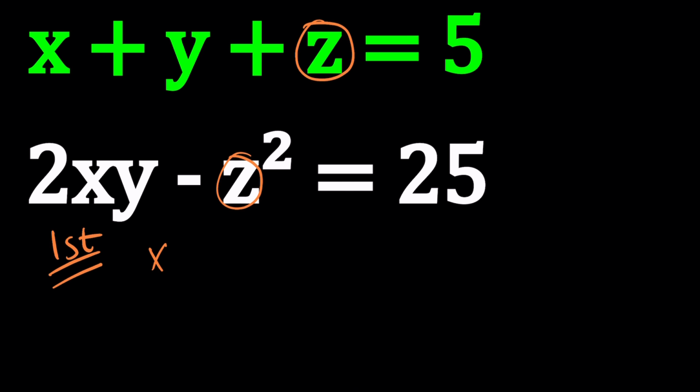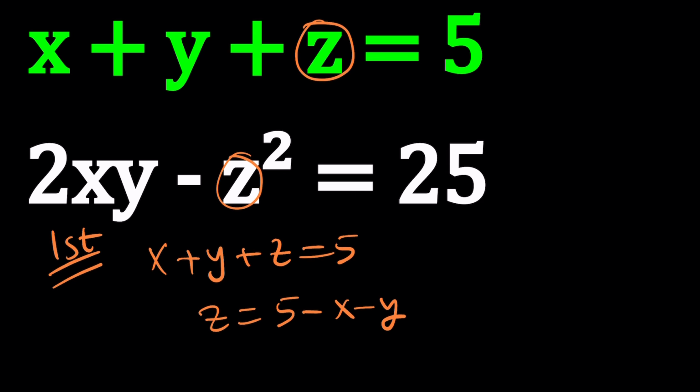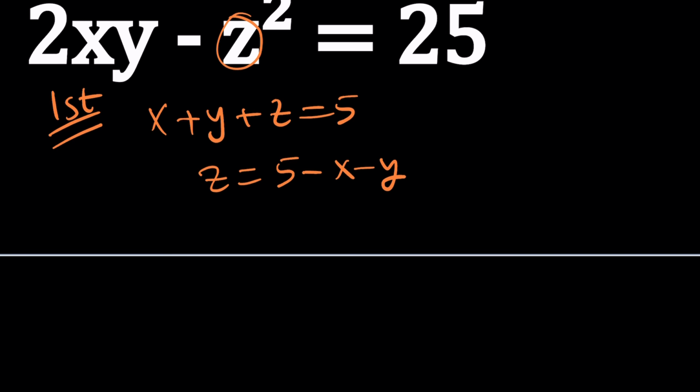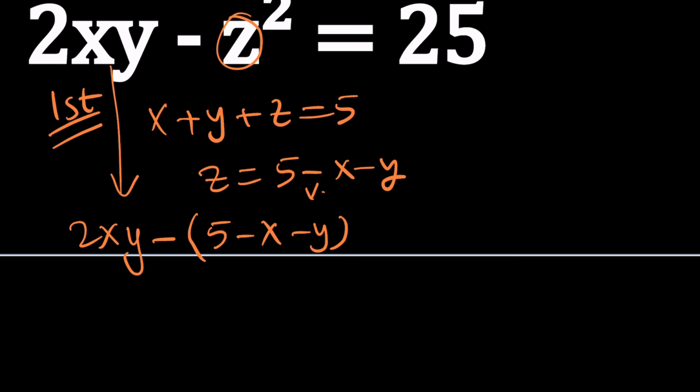But we have x plus y plus z equals 5. So from here, if you isolate z, it's going to be 5 minus x minus y. Three terms, but that's okay. There's a formula for it. And we're going to plug it into the second equation, which is 2xy minus z squared. So we're going to replace z with 5 minus x minus y, square it, and the whole thing is equal to 25. I do see a 5 squared inside the parentheses. Do you see it? And I have 25 on the right-hand side, so they'll probably cancel out. Hopefully that'll be a good thing.